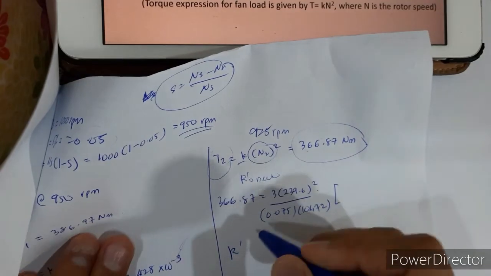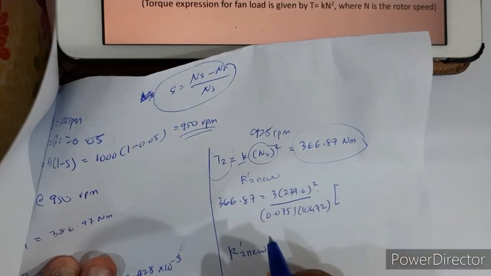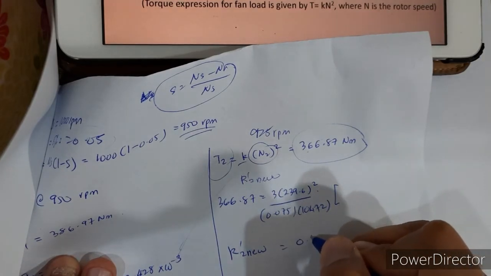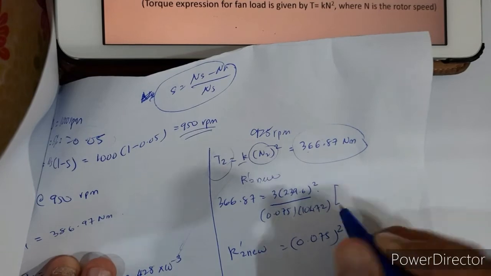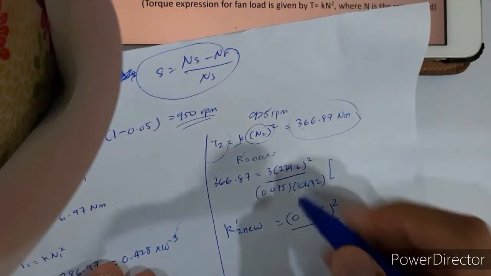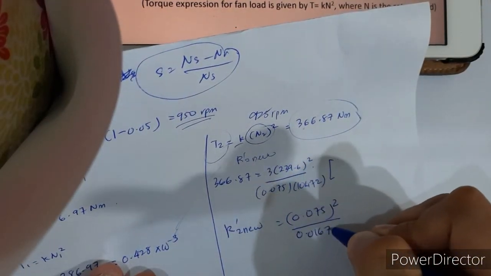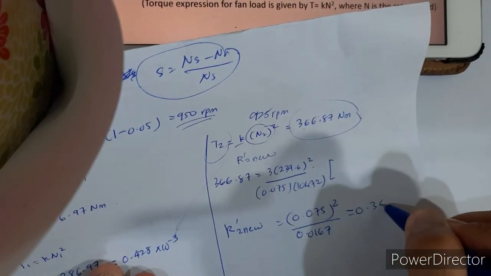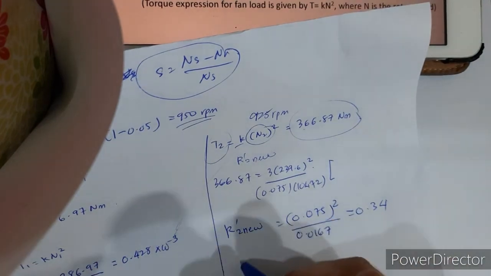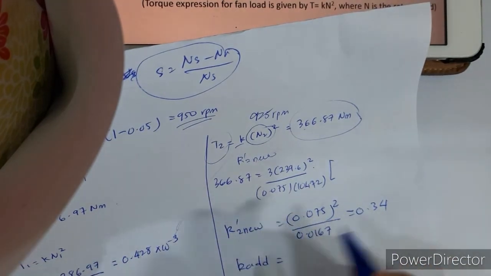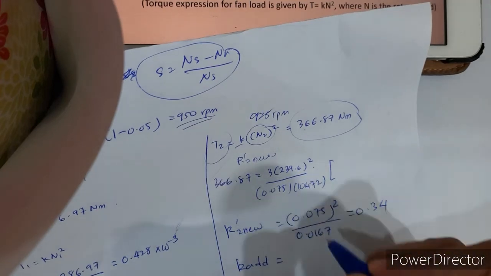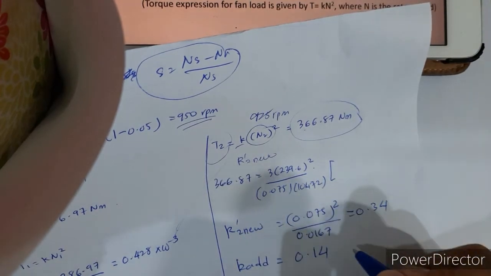So R prime 2 new equals to 0.075 squared over 0.0167. So the answer for R prime 2 new is 0.34. So we can determine R at. We know that R at equals to R prime 2 new minus R prime 2. So we can get 0.14 ohm.